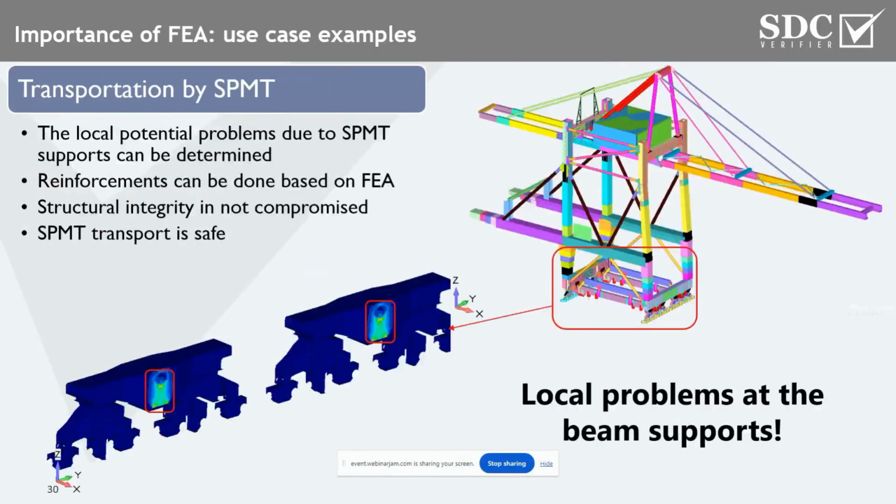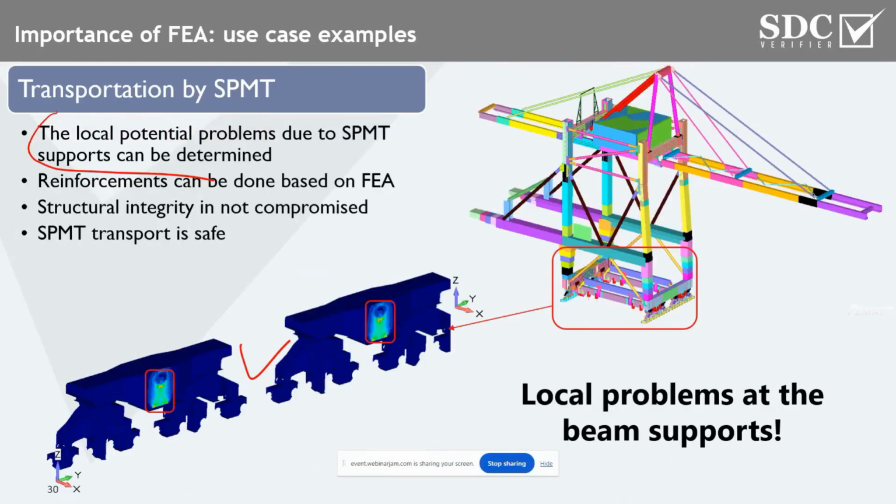Additional transportation option can be done by SPMT. So sometimes you need to transport the large cranes, so you use SPMT. So normally you just give full control to the guys from the SPMT department. However, one important thing is the local potential problems at the supports, as can be seen here in this picture.